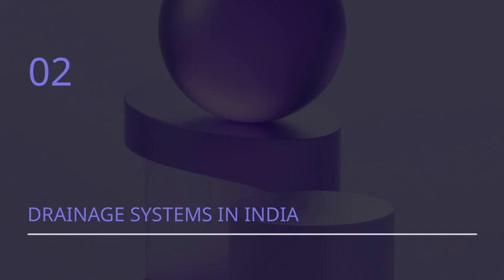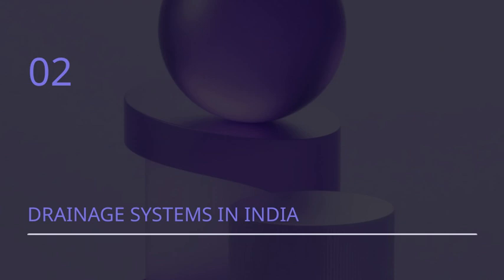Rural areas, on the other hand, often rely on simpler, sometimes outdated systems, which can lead to issues like water stagnation and health problems. Highlighting these differences is key because it connects to the overall theme of infrastructure development and its impact on public health and environmental sustainability.